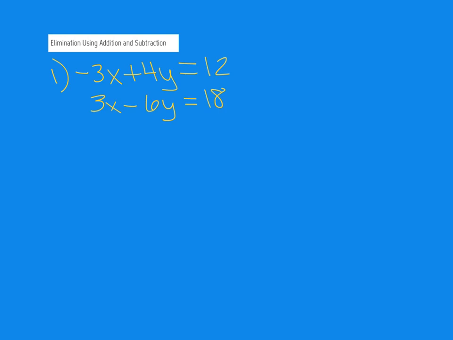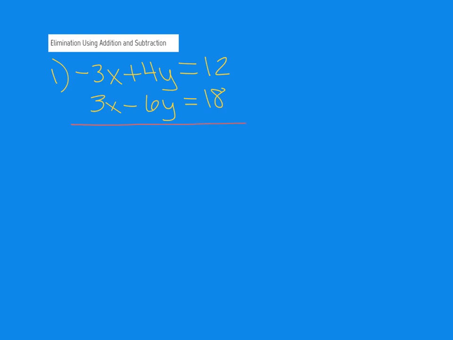What I mean by that is, in this first equation, you've got negative 3x plus 4y equals 12. And in the second one, we have 3x minus 6y equals 18. Obviously, these are two separate equations. What's good about this is that this one is already negative 3x and positive 3x. So when we combine, you base that on their signs. So basically you're adding these.